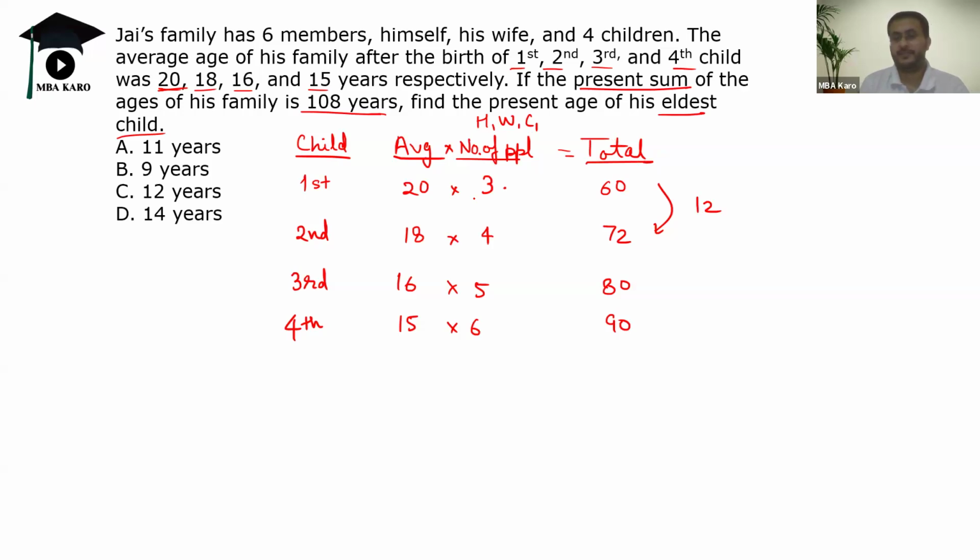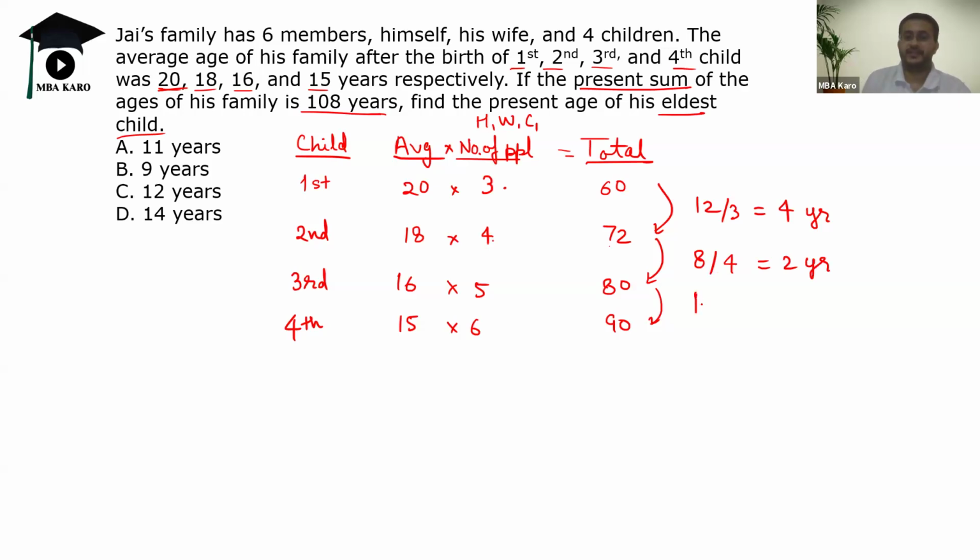And how many people are there? 3 people. So in 12 years, it is evenly spread over 3 people. So that means it will take 4 years for the second child. Okay. 4 years. Okay. So can you calculate these values? So the next increase is of 8 years. And how many people are there? 4 people. So that means it will take 2 years to increase the age by 8 years.